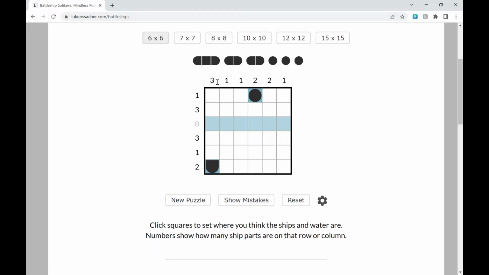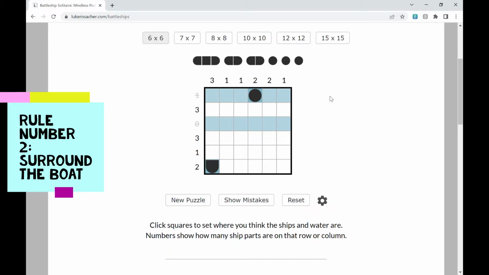Let's have a look. 2, 1, 3, 0, 3, 1. Aha, here now. This number here next to this row suggests that there is 1 segment of battleship within this row. So we already have a segment here, so therefore, you guessed it, the rest is water. So let's give them a click, turn them into water. Great, and that's all we can do for this rule right now. So on to the next one.